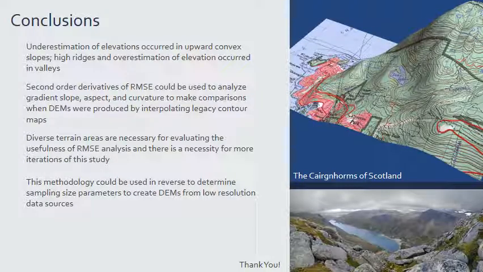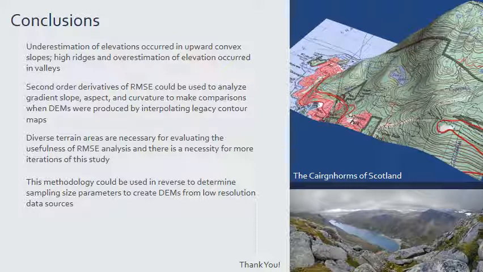So, conclusions. They ended up choosing an area in Scotland called the Cairngorms that had high glacial mountains that quickly approached the sea, so the terrain would be incredibly diverse and they could quickly see issues. Underestimations of elevations occurred in high ridges, and overestimations of elevations occurred in valleys, but primarily where there were large flat areas with soft slopes. That information was fairly accurate.